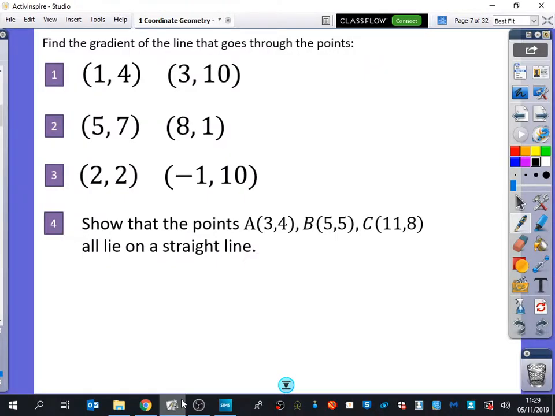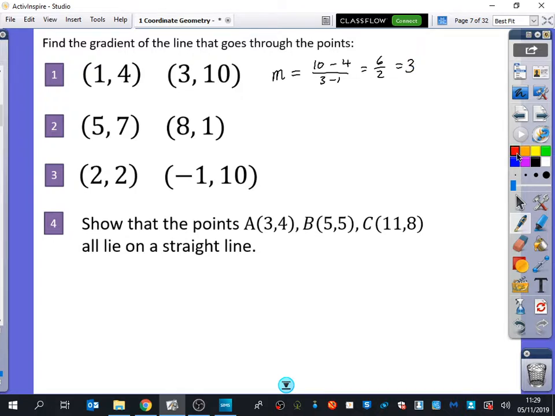Different gradients that we've got here. Who should I ask for the first one? Nabil, what did you get for the gradient? Can you just show me what your first line of working out was for M? 10 minus 4. Yep. So that's the change in Y. 3 minus 1 over 3 minus 1, which is the change in X, doing it in the same order. So you get 6 over 2 or 3, yeah?